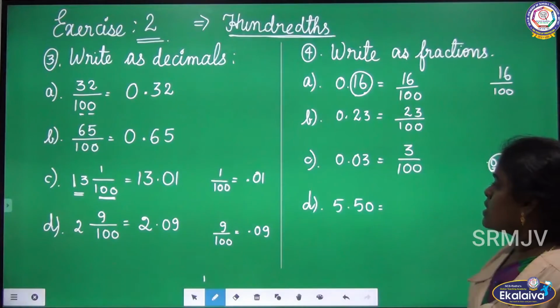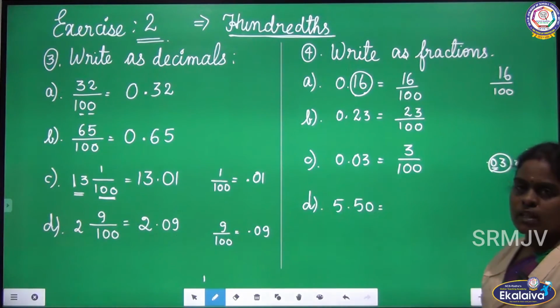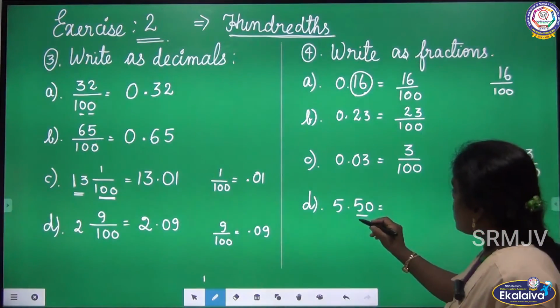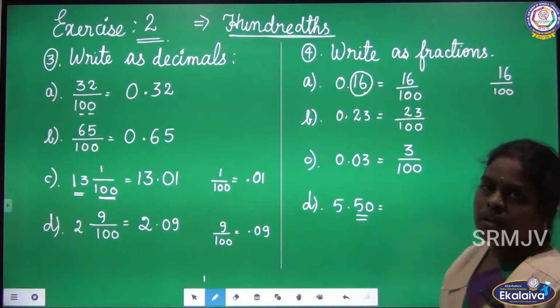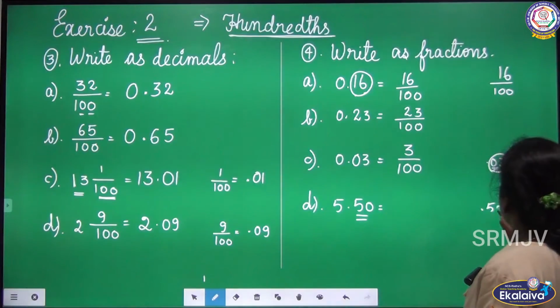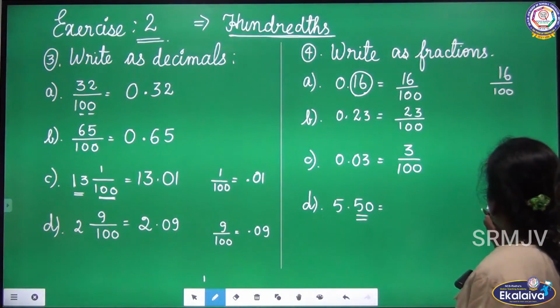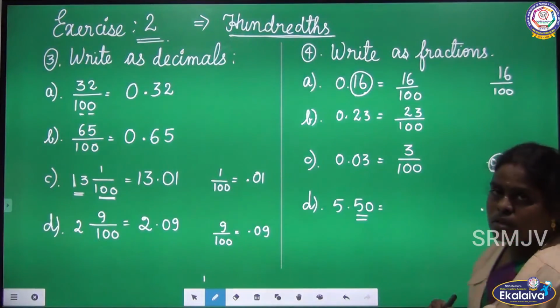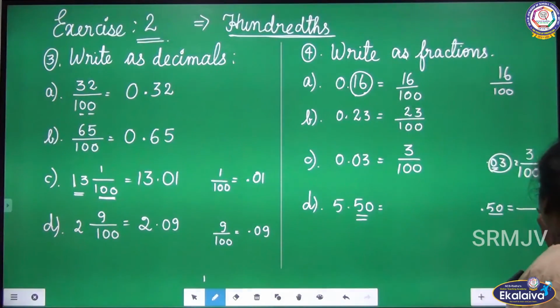Look at the next decimal, 5.50. First let us change the decimal into the fraction, 0.50. So we have a dot before two digits. So the denominator is 100.